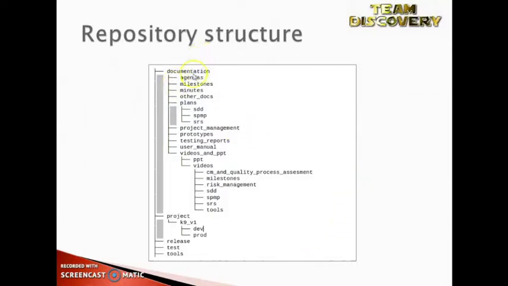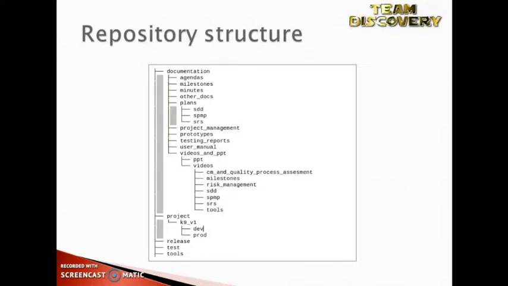In the root directory, we have folders such as documentation, project, release, test, and tools. Documentation includes all the agendas, milestones, minutes, and other documents. Under project, we have folders for different versions. Under each version, we have a development folder and a production folder.